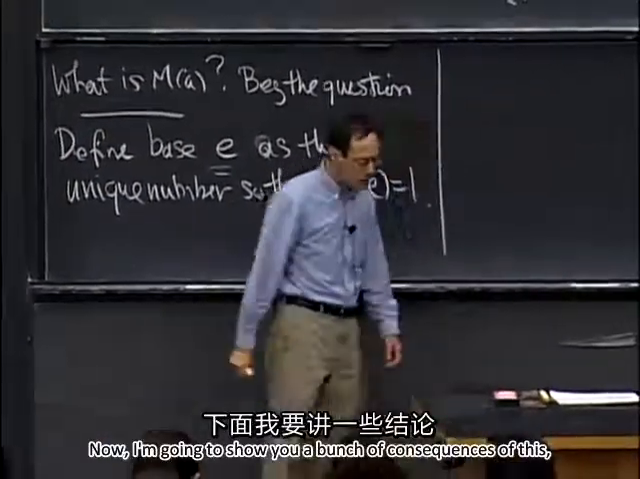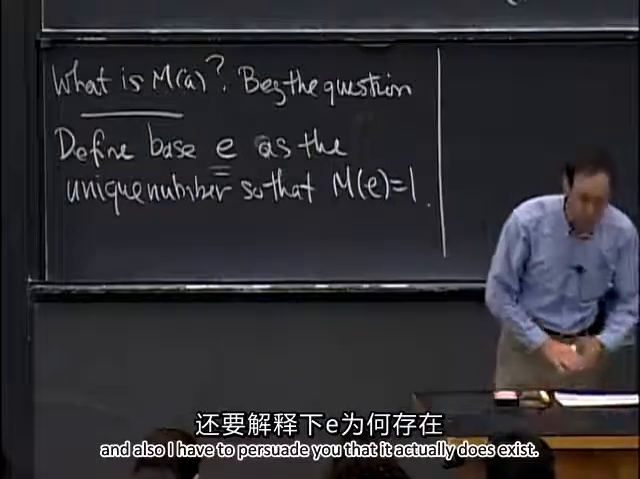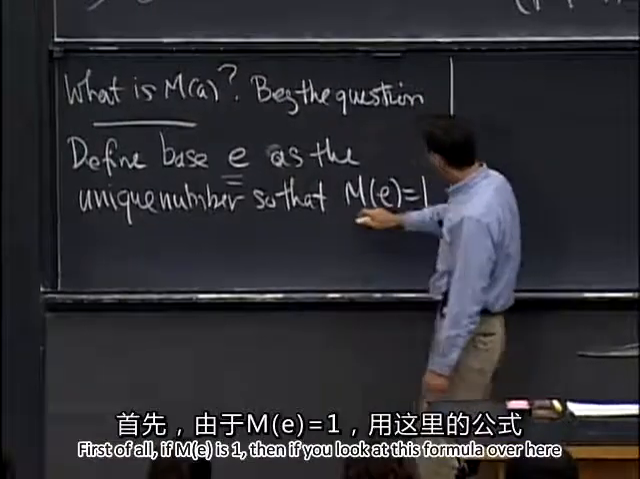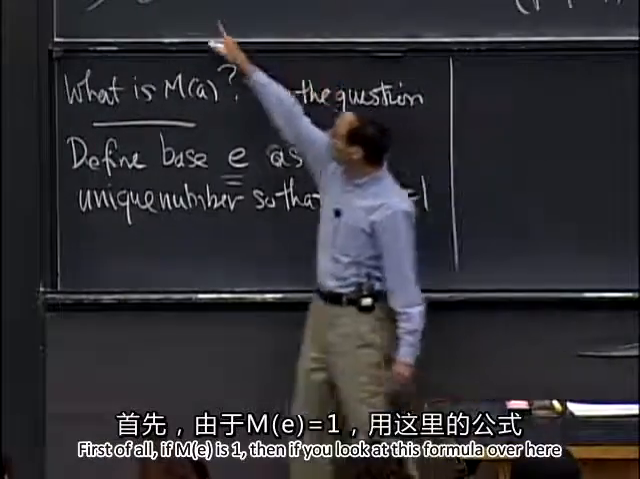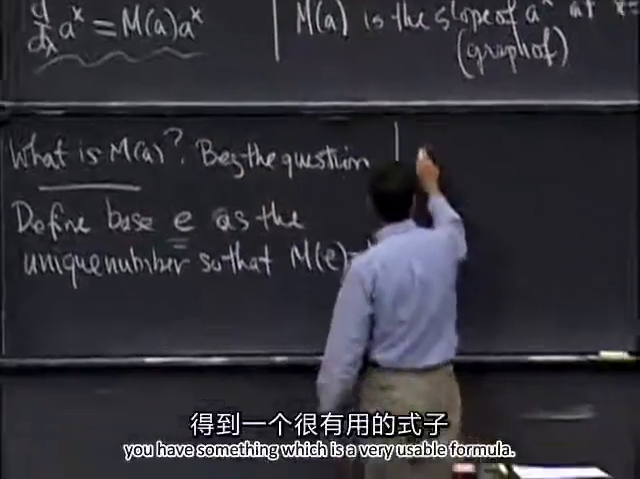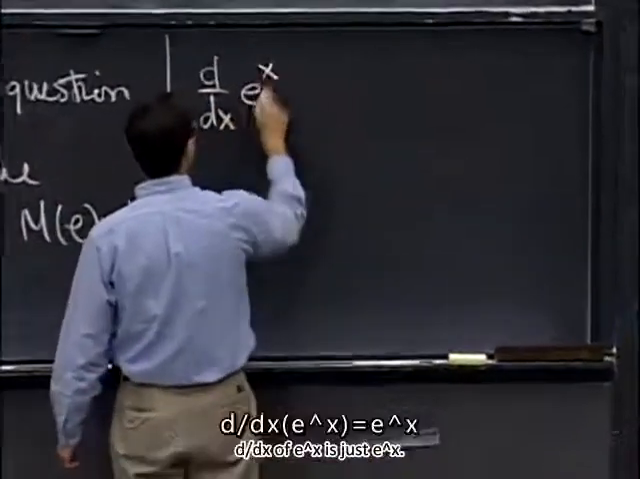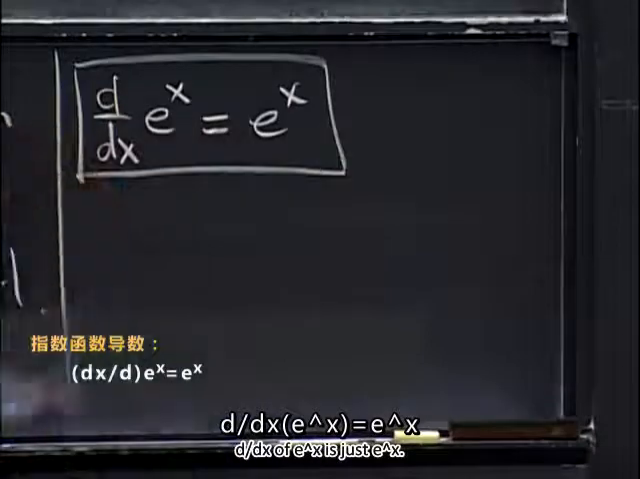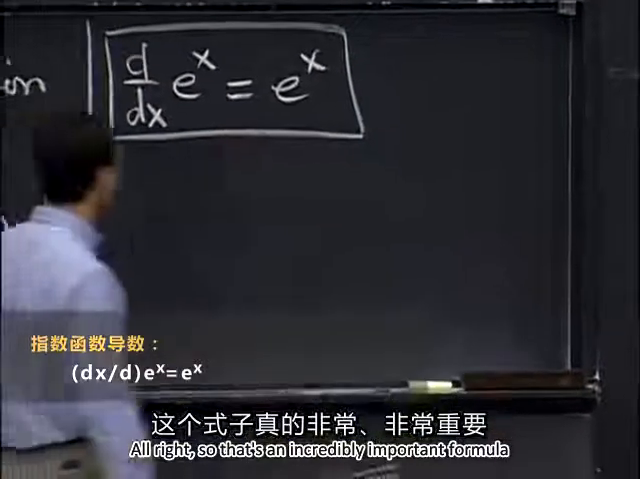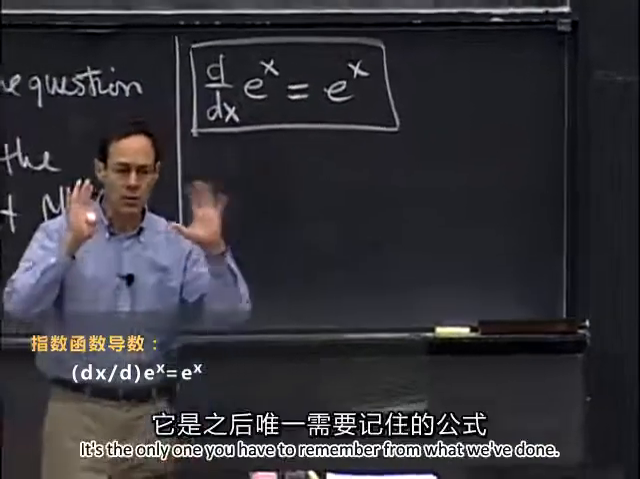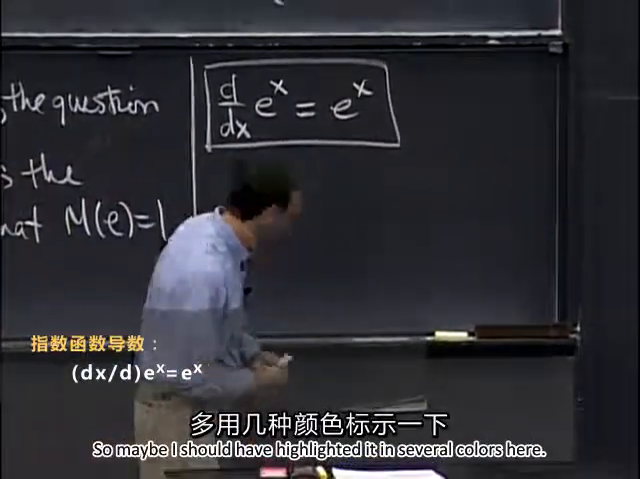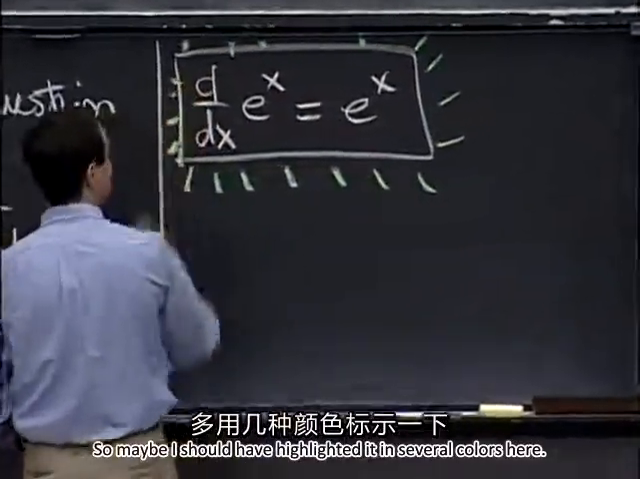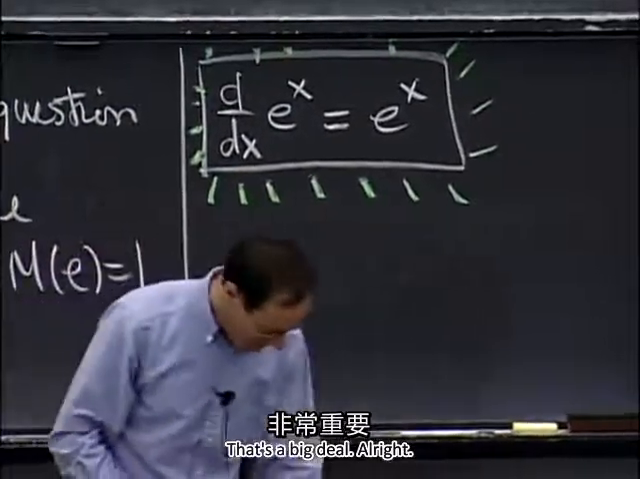Now, I'm going to show you a bunch of consequences of this, and also I have to persuade you that it actually does exist. So first, let me explain what the first consequence is. First of all, if m of e is 1, then if you look at this formula over here and you write it down for e, you have something which is a very usable formula. d by dx of e to the x is just e to the x. All right, so that's an incredibly important formula, which is the fundamental one, the only one you have to remember from what we've done. So maybe I should have highlighted it in several colors here. All right, that's a big deal. All right, very happy.